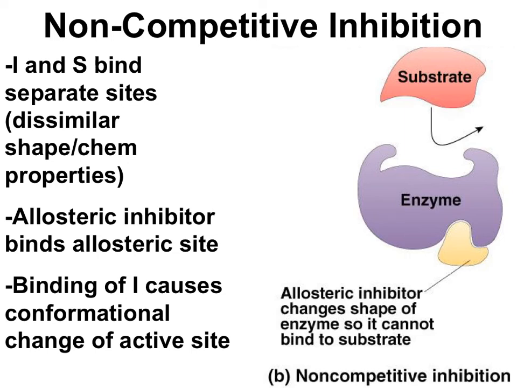Now, when there's an inhibitor sitting in the allosteric site of the enzyme, that binding between the inhibitor and the enzyme changes the shape of the active site. Now the active site isn't in a favorable shape to accept a substrate. So the changed shape of the active site inhibits a substrate from binding. In other words, binding of the inhibitor causes a conformational or shape change of the active site.